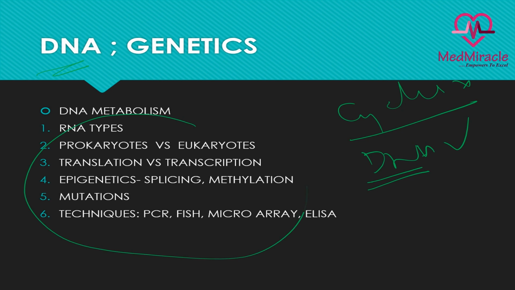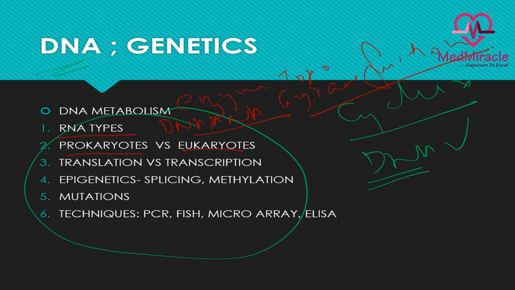These are the important topics which you have to stress on. One is the RNA types, and there is DNA polymerase, RNA polymerase types you have to know. There are other enzymes also involved, topoisomerase, gyrase. You have to know the function of these enzymes. Then you should have a basic idea about the difference between prokaryotes and eukaryotes, translation and transcription. Then this one is really important, epigenetic changes, splicing, methylation. You have to be thorough with the epigenetic modification that's possible and examples of it.